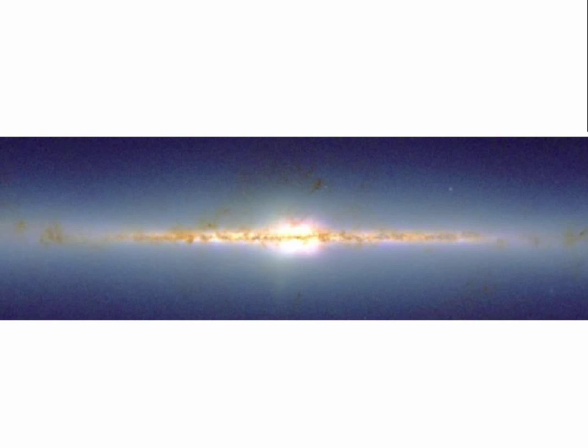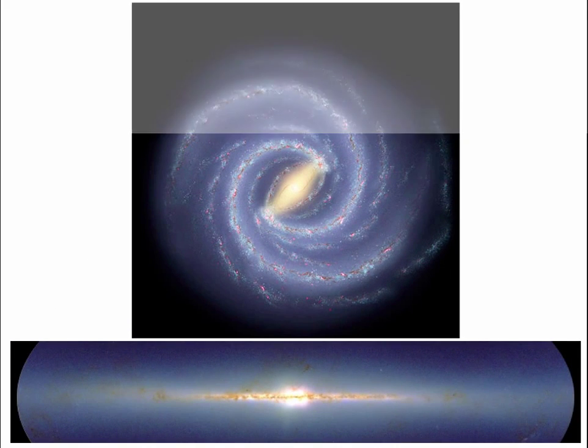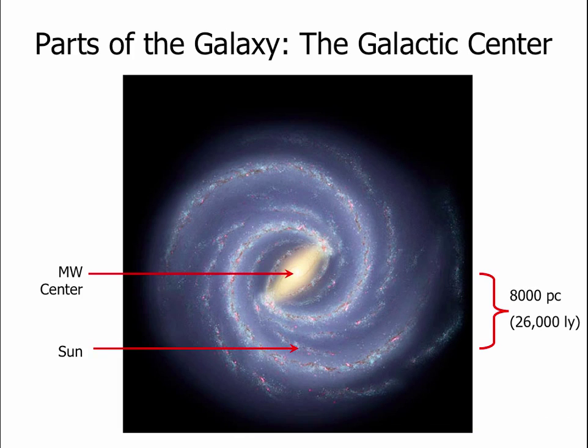It's sort of a pancake shape or a frisbee shape, and we are inside that disc. We see the thin disk of the Milky Way stretching out to either side, and then it's a little puffier in the center. The center of the galaxy is about 8,000 parsecs, that's 26,000 light years away, in the direction of Sagittarius.